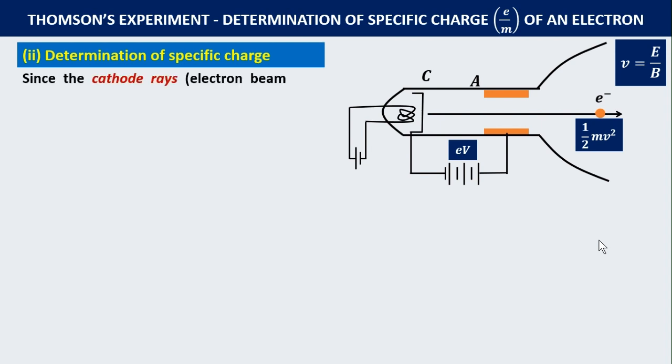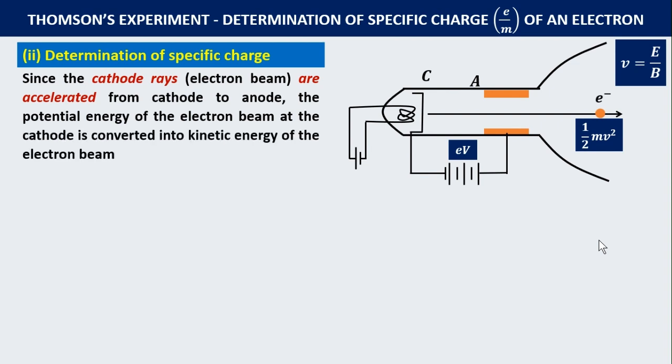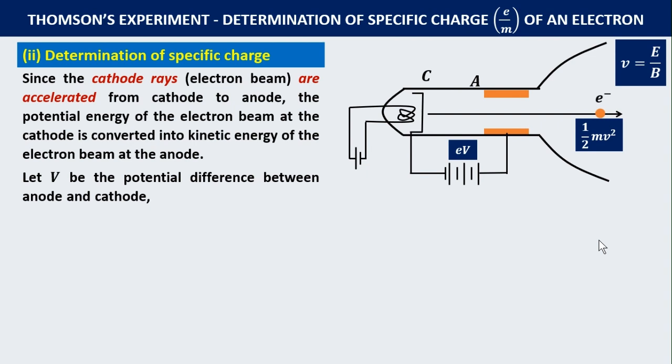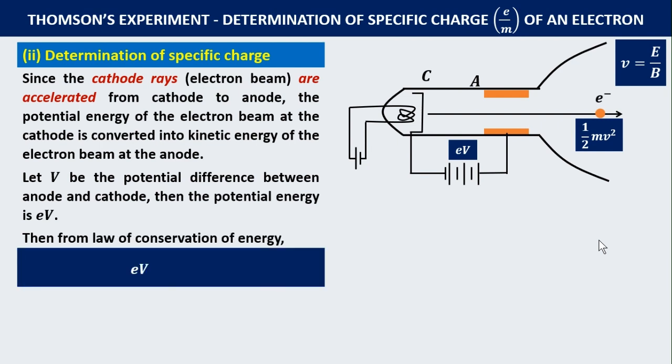Since the cathode rays are accelerated from the cathode to anode, the potential energy of the electron beam at the cathode is converted into kinetic energy of the electron beam at the anode. Let V be the potential difference between the anode and cathode, then the potential energy is given by eV. Then from the law of conservation of energy, eV equals half mv square.